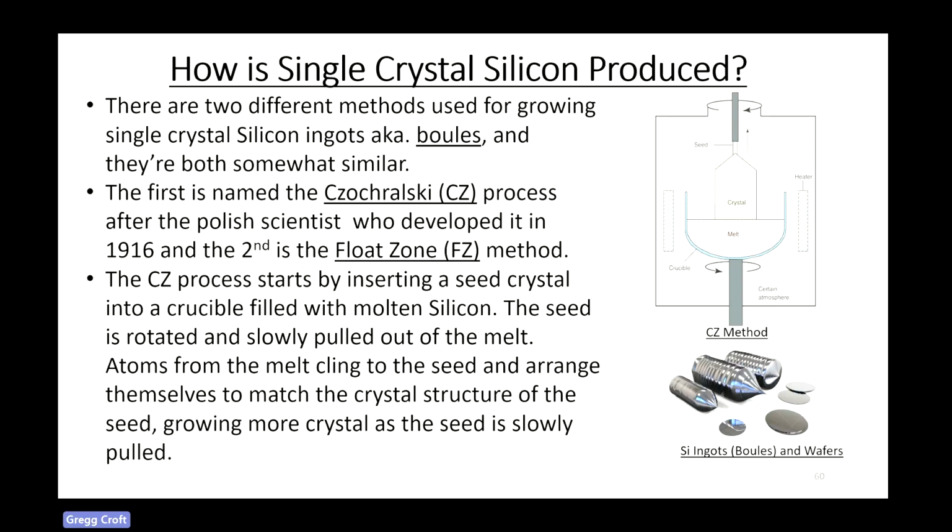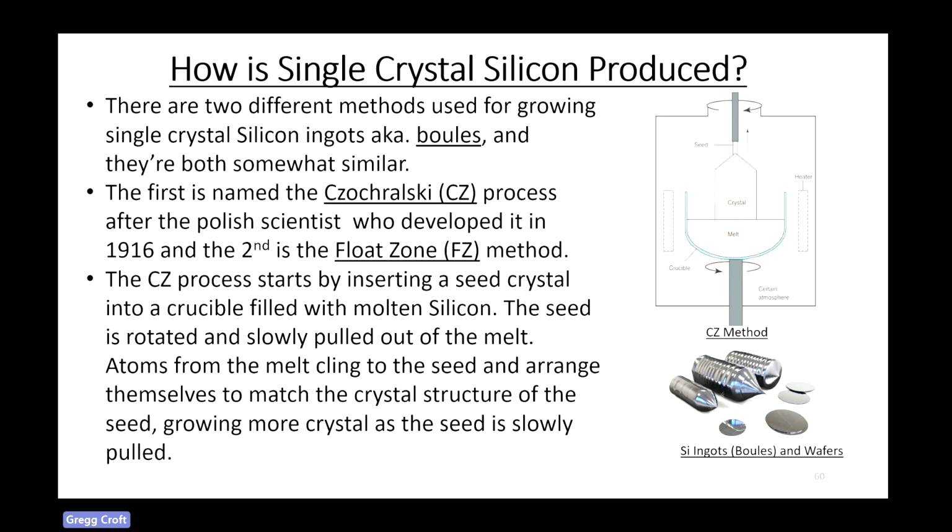The ingots that are grown are also called boules, and I believe the term boule in French means a round loaf of bread. So the first of these techniques is called the, and I'm going to mess this name up, Czochralski process. My Polish is really bad, so I'm just going to call it the CZ process for short. It's named after this Polish scientist who developed it in 1916. And the second process is the float zone method.